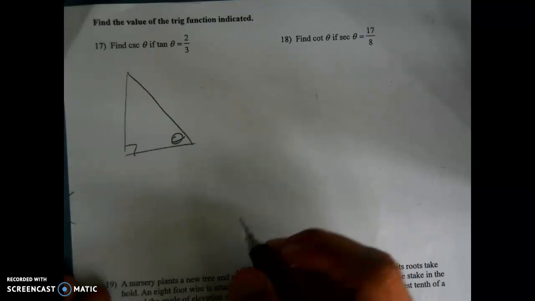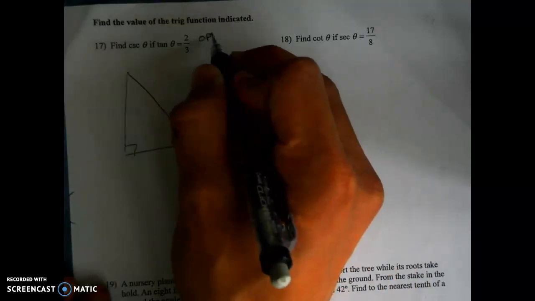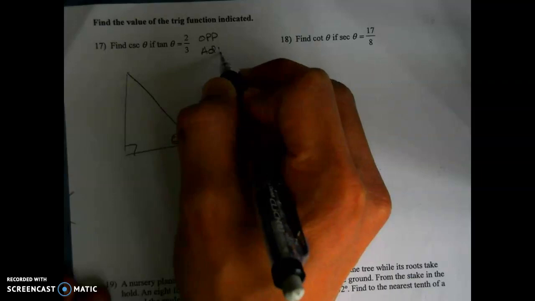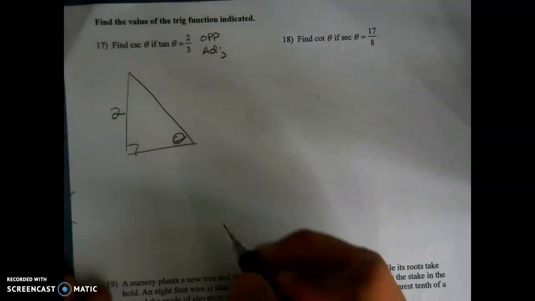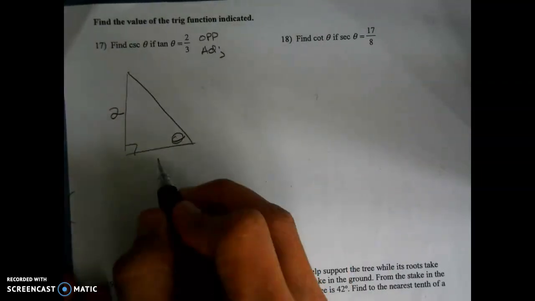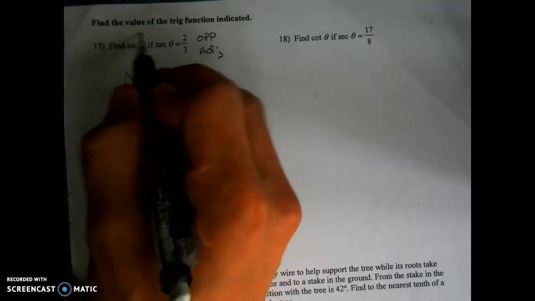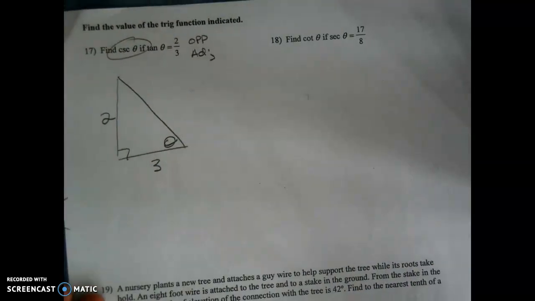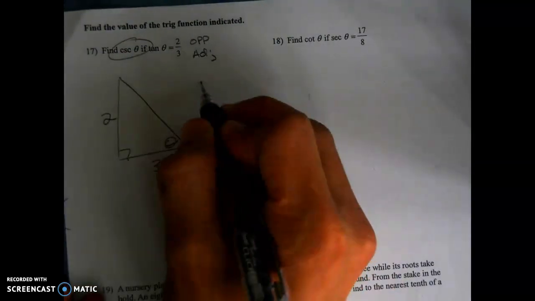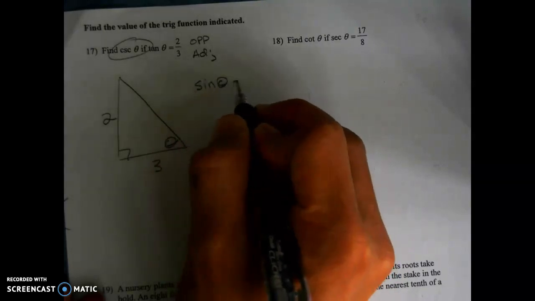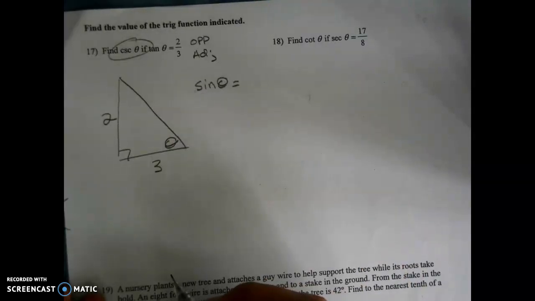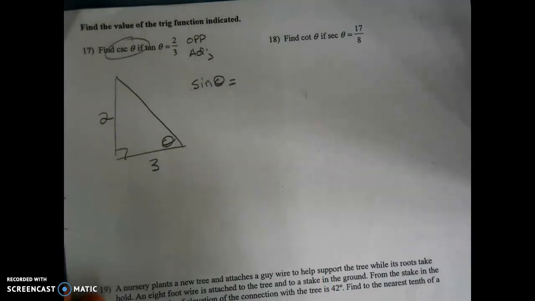Okay, well, tangent is opposite over adjacent. So opposite would be here, gives me that side of 2. Adjacent would be here, gives me that side of 3. Okay, but now I want to find the cosecant. Well, cosecant is just the reciprocal of sine. So I want to find sine of theta first, and then just flip it.